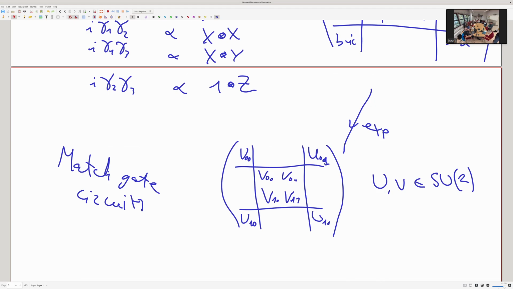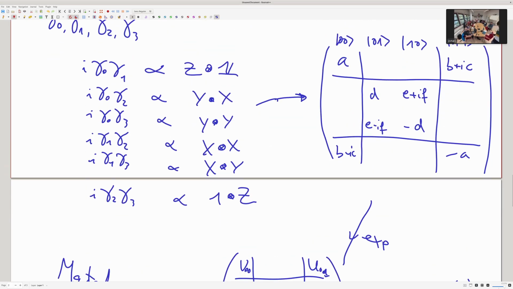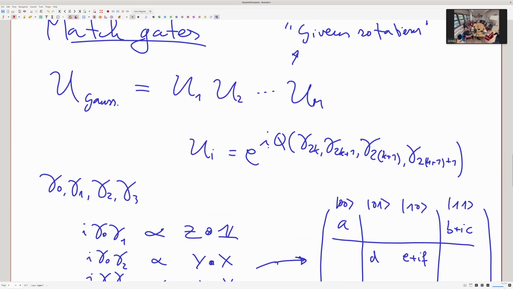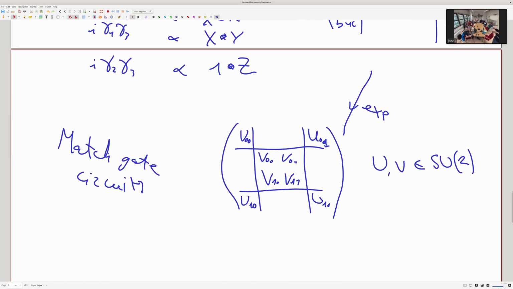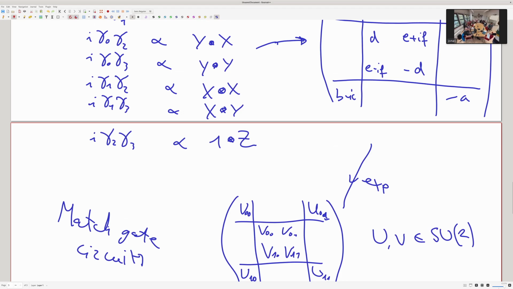Because if you have a circuit built of nearest neighbor gates like this, you can do the vice versa, and you can always write them in something like this form, which in turn means it's Gaussian. But it's important that these gates only act on subsequent qubits, otherwise this step doesn't work.